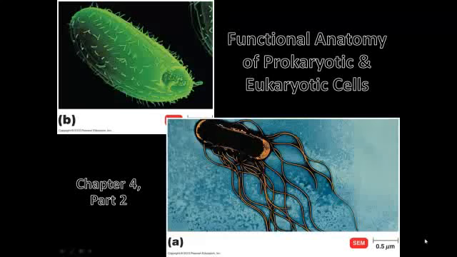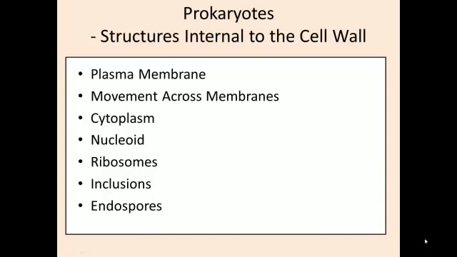Welcome to Chapter 4, Part 2. In this section, we're going to be discussing the structures of prokaryotes that are internal to the cell wall. This involves the plasma membrane, movement across the plasma membranes, cytoplasm, the nucleoid, ribosomes, inclusions, and endospores.